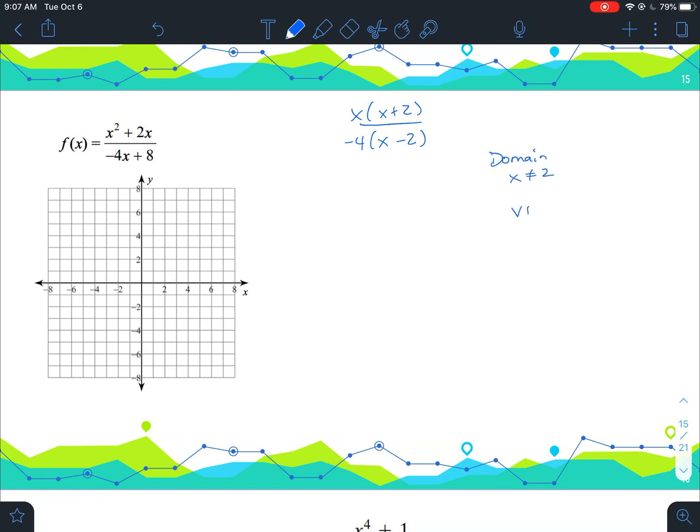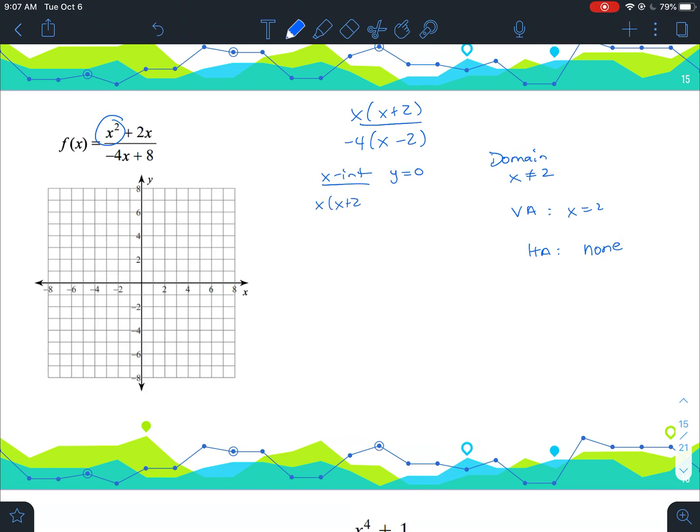So there's no holes. The domain is x can't be 2. The vertical asymptote is x is equal to 2 because that's what makes the denominator 0. Your horizontal asymptote, notice the numerator wins, so there's none. So we're going to have to find the slant asymptote, but let's find our intercepts first.